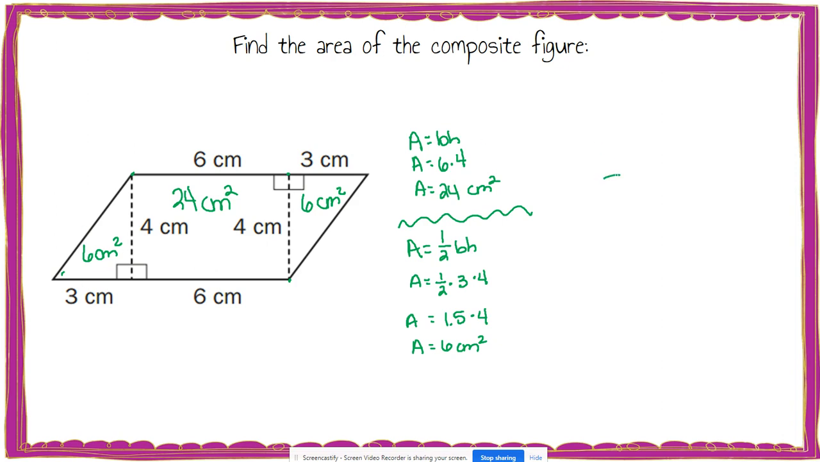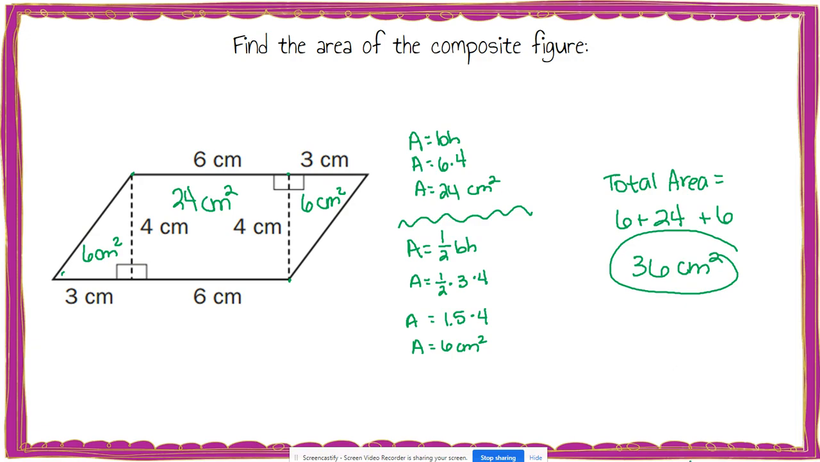Now to find the total area of my composite figure, I'm going to add all 3 of these together. So I'm going to add 6 plus 24 plus 6. 6 plus 24 is 30, and 30 plus 6 is 36. So this figure has a total area of 36 square centimeters.